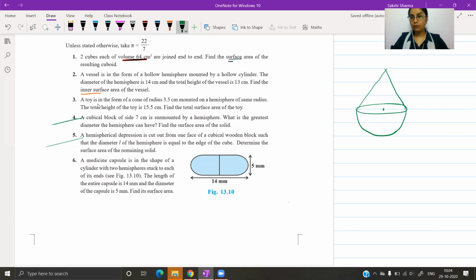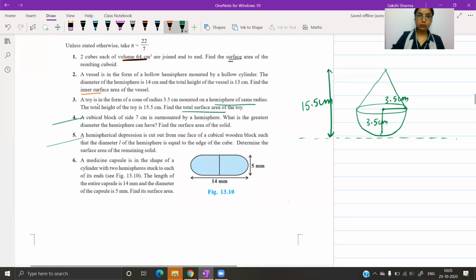The base radius for the conical part is 3.5 centimeters. And we are considering that, yeah, it's given actually. I'm sorry, I didn't notice that the hemisphere is also of the same radius. So the radius of the hemisphere is also 3.5 centimeters. The total height is 15.5. You have to find out the total surface area of the toy.